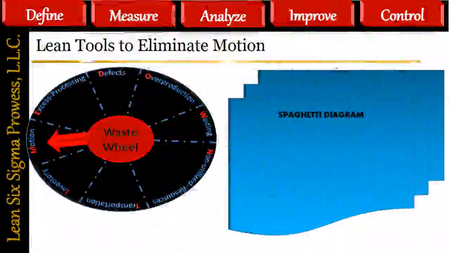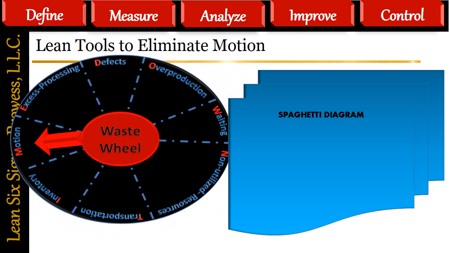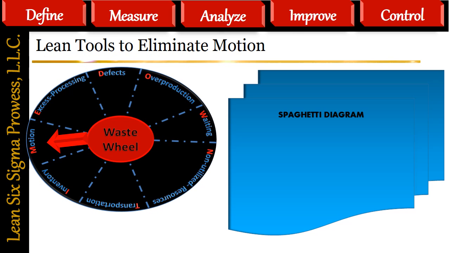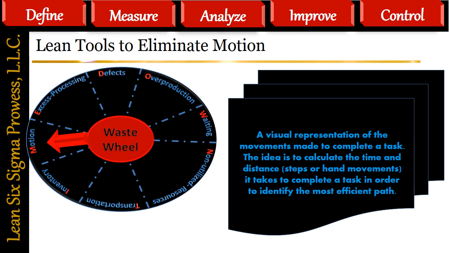In order to reduce the waste of motion, we must first understand the path, distance, and the time it takes to complete the task. A spaghetti diagram is a visual representation of the movements made to complete a task. The idea is to calculate the time and distance, steps or hand movements, it takes to complete a task in order to identify the most efficient path.